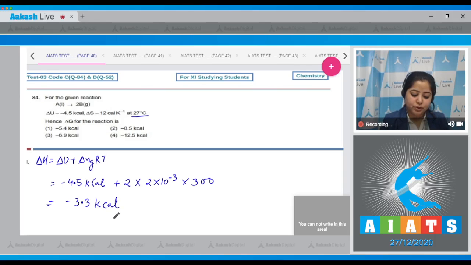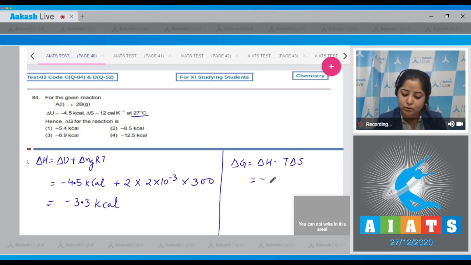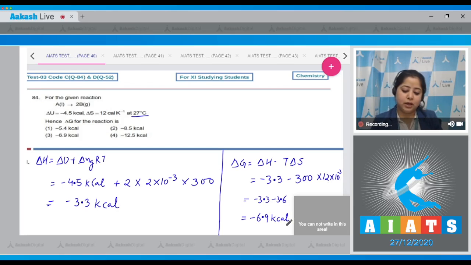Students, let's calculate delta G for the reaction. Delta G is equals to delta H minus T delta S. So delta H is equals to minus 3.3 kilocalorie. Temperature will be 300. Delta S given is 12 in calorie. So we have to convert this into kilocalorie. So multiplied by 12 into 10 raised to the power minus 3, which is ultimately equals to minus 6.9 kilocalorie. That means the correct answer is option number 3.